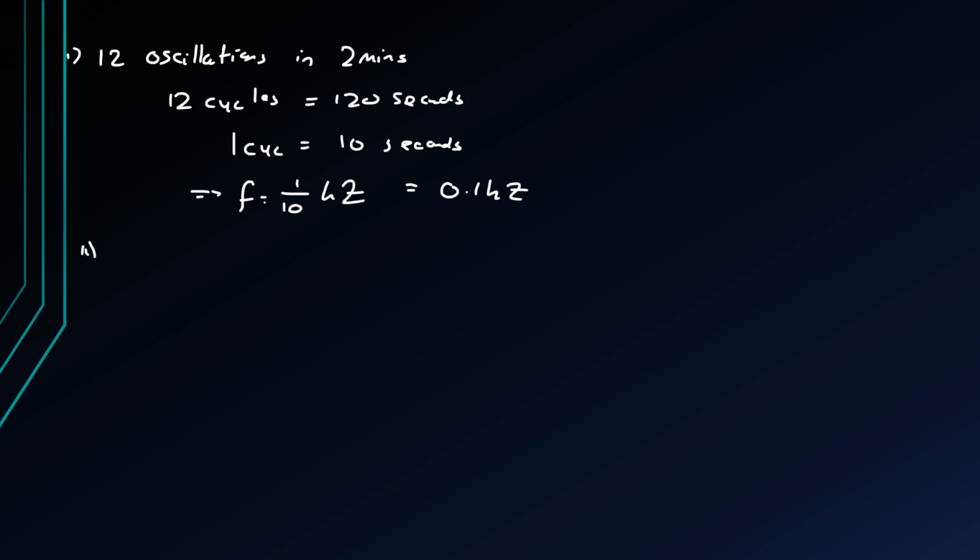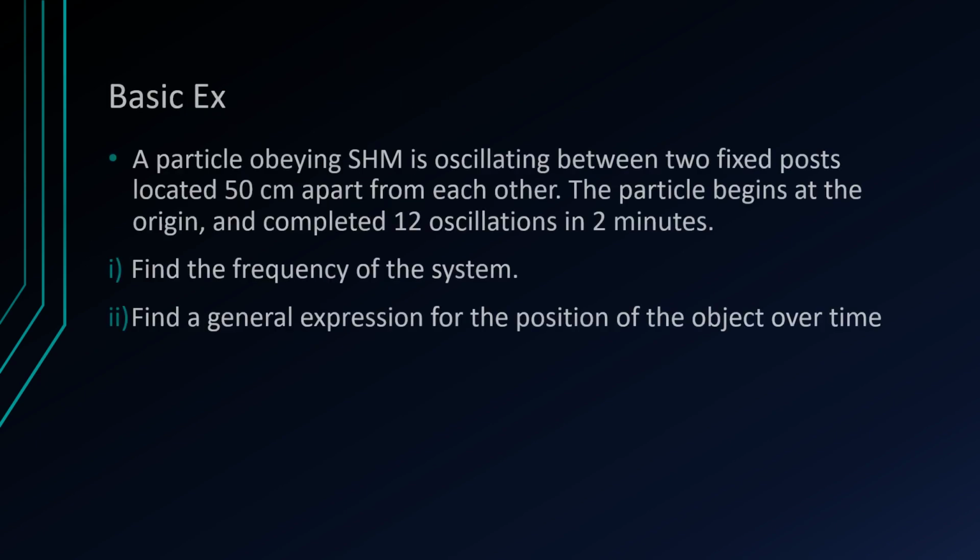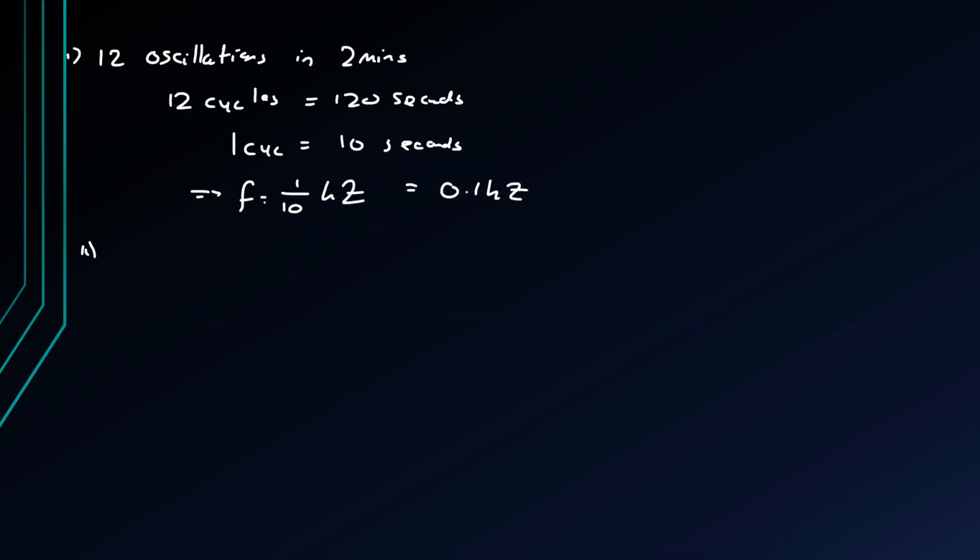Part 2 tells us to find a general expression of the position of the object over time. So this is where we use our x equals A sine of omega t plus epsilon. Now, because f is 1 over T, this 10 is actually representing T. So omega is just 2 pi divided by 10, which is just pi over 5 per second.